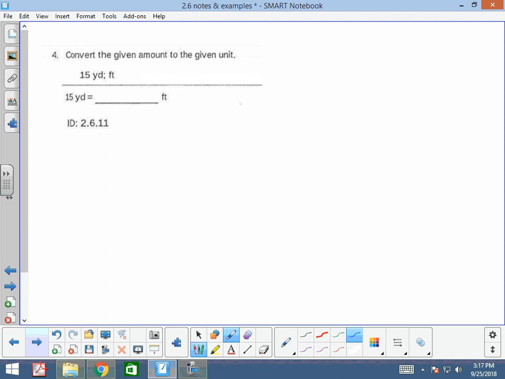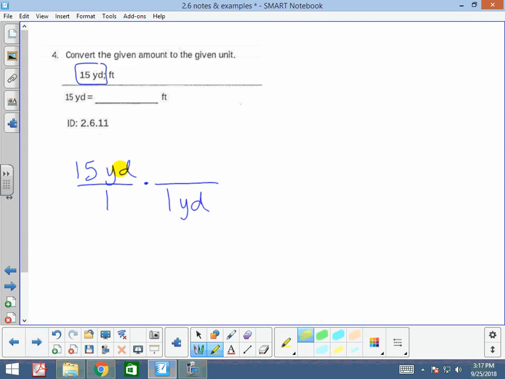All right, so now let's look at some more conversion factors. Convert the given amount to the given units. All right, so we're converting 15 yards to feet. So I want you to write 15 yards over 1 times. Now, on the back of the sheet, I show you that there are 3 feet in 1 yard. So we're going to put 1 yard on bottom, because here yard is on top. Okay, I want yard to be on bottom. And there's 3 feet in 1 yard. Now, you ask me, I already know how to do that. I still want you to show these conversion factors, okay?